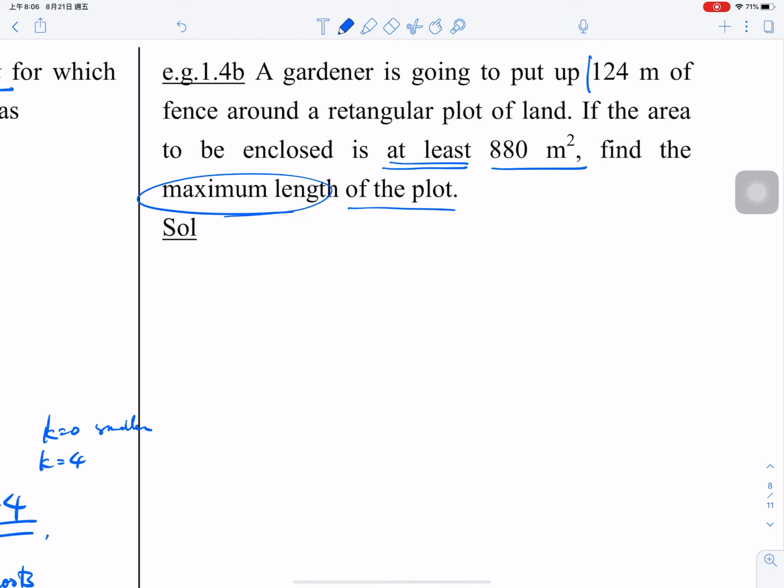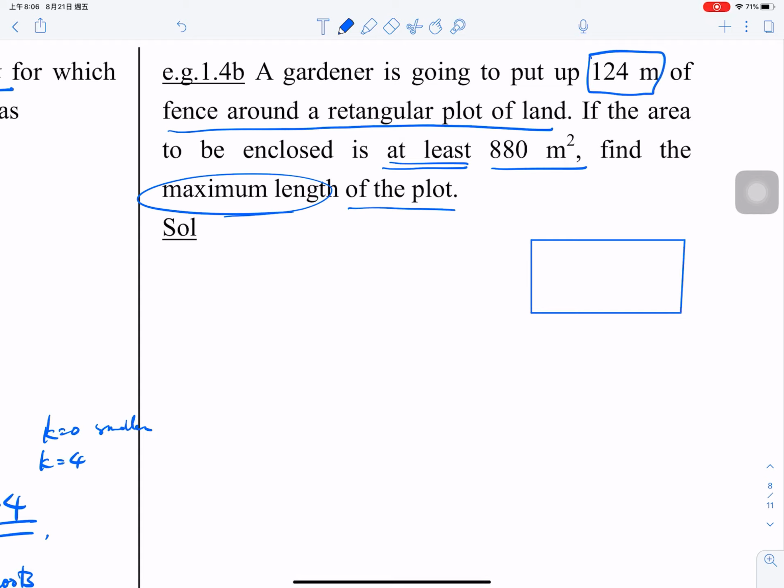Okay, so 124 meters. This one, around a rectangular plot of land. So that means you now have a rectangle. You can roughly draw it like this. And maybe you let the one you need to find out, let the length of the plot be L meters, because it's a length.